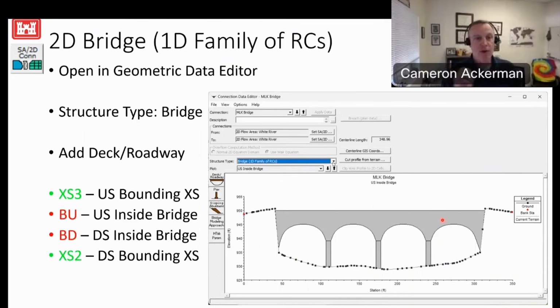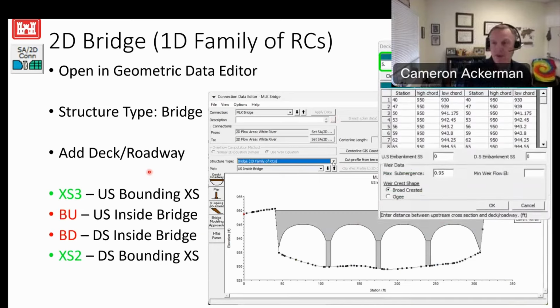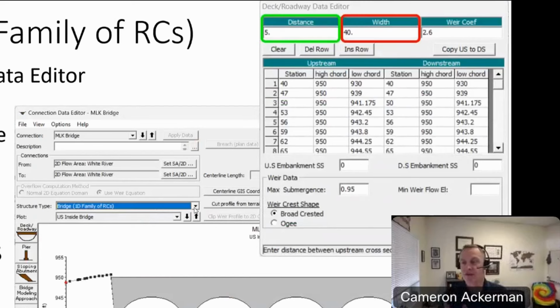At that time, we would exit out of RAS Mapper, and we would need to complete the data in the geometric data editor. So we'd go to the bridge editor, find the bridge of interest, and then we would need to add our deck and roadway. We're not going to go through the details of adding the deck and roadway.